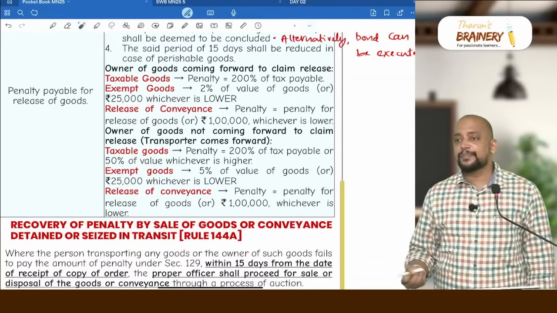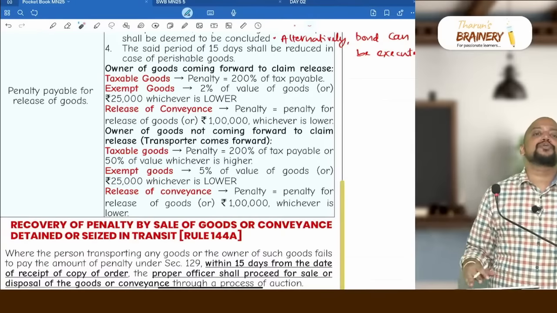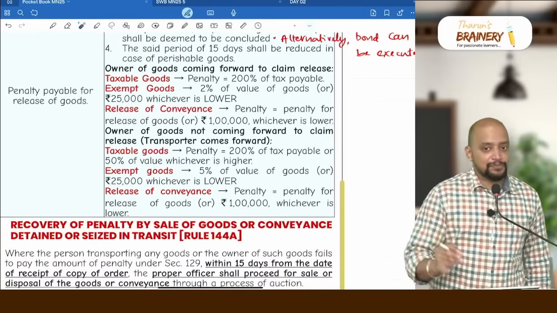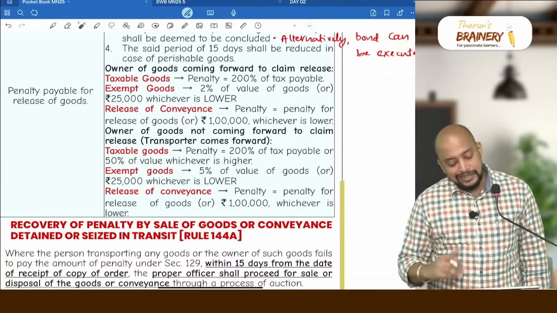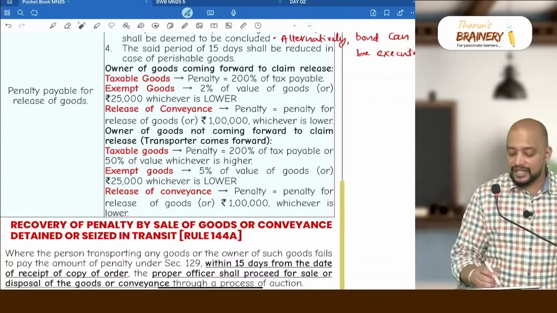Why is there a penalty for exempted goods? Because exempted goods also should be transported with valid documents, that is, a bill of supply. If there are no documents, then these are unaccounted transactions. For that reason a penalty can be levied, but the maximum penalty will be 25,000.